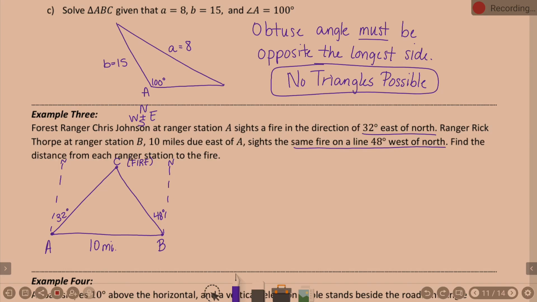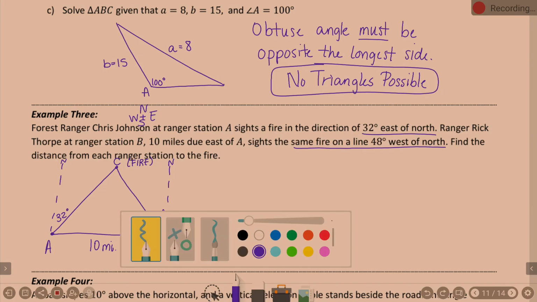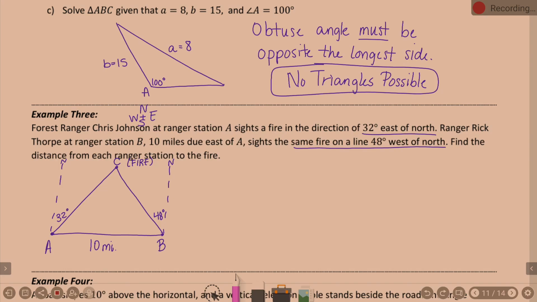That's your given. Find the distance from each ranger station to the fire. So I want to know this distance from station A to the fire, and I want to know that distance from station B to the fire. Which means really, if you're thinking in terms of ABC, I need to know side A and I need to know side B, right? Yep.